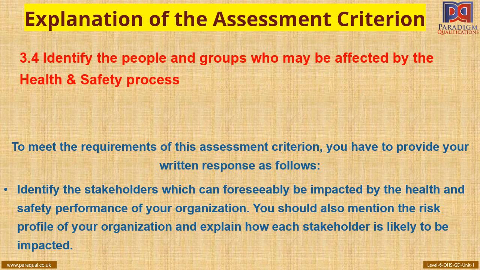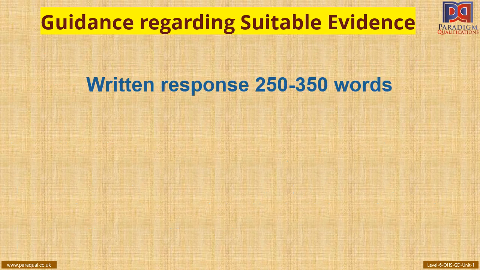3.4 Identify the people and groups who may be affected by the health and safety process. This assessment criterion 2 is designed to measure your understanding, so you must write your response for the following. Identify the interested parties which can foreseeably be impacted by the health and safety performance of your organization. You should also mention how each interested party is likely to be impacted. Your response must be between 250 to 350 words.